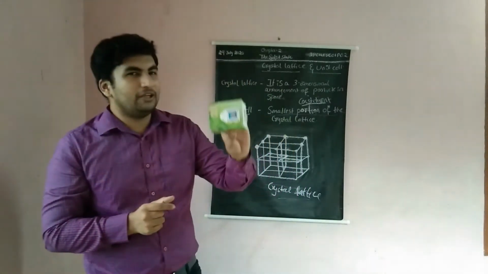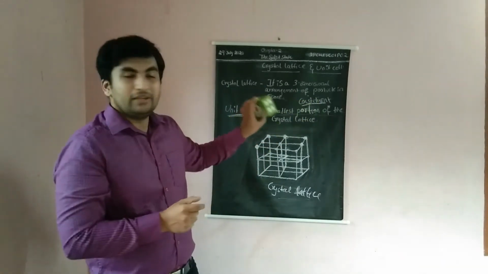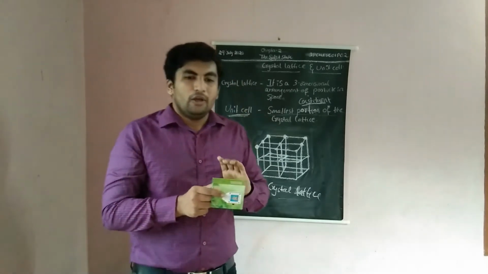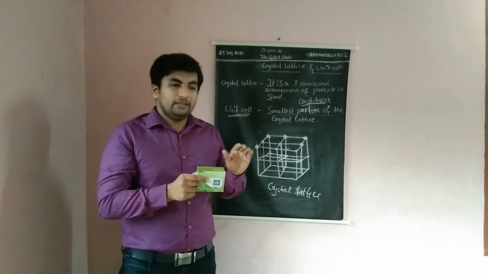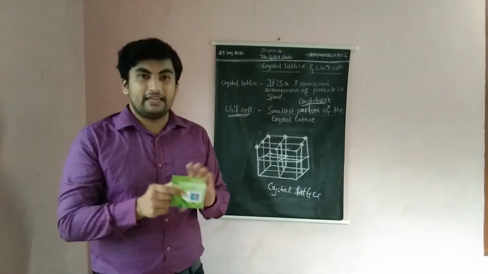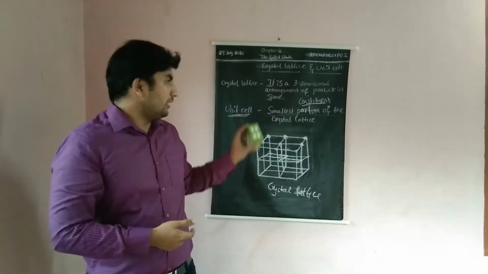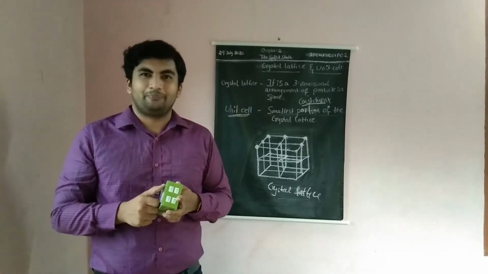So, this is the brief about the unit cell and crystal lattice. We saw the unit cell. In general, there are several types of unit cells. In the next part we will look into the different types of unit cell.